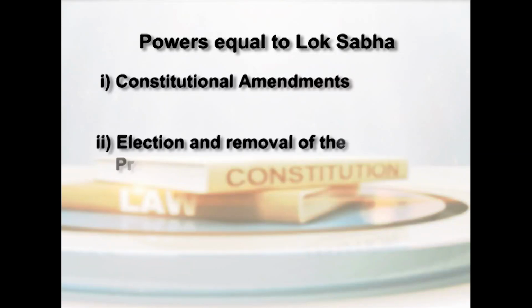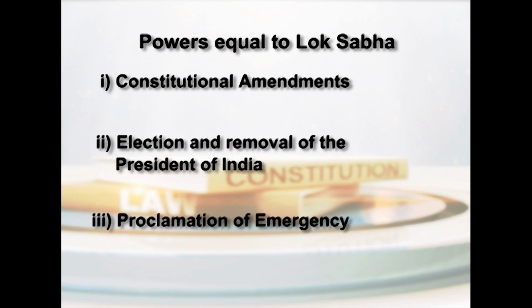Secondly, the Rajya Sabha also shares equal powers with that of the Lok Sabha with regard to the election and the removal of the President of India. Thirdly, the proclamation of emergency by the President of India requires the approval of both the houses.